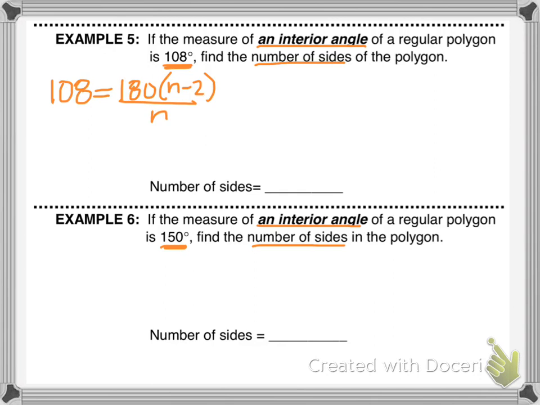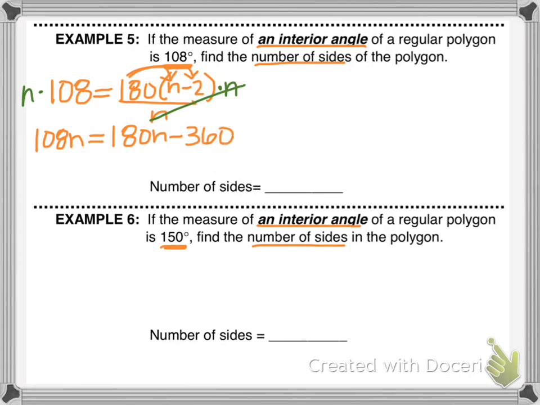The first thing we want to do is get rid of that n in the denominator, and we're going to do that by multiplying both sides by n so it'll cancel out. This is really important. A lot of times students forget to do this on the left side of their equation. 108 times n is 108n equals, and then on the right side I just have 180 times n minus 2. I am going to need to distribute that, so I can do that at this time as well. 180 times n is 180n. 180 times negative 2 is negative 360.